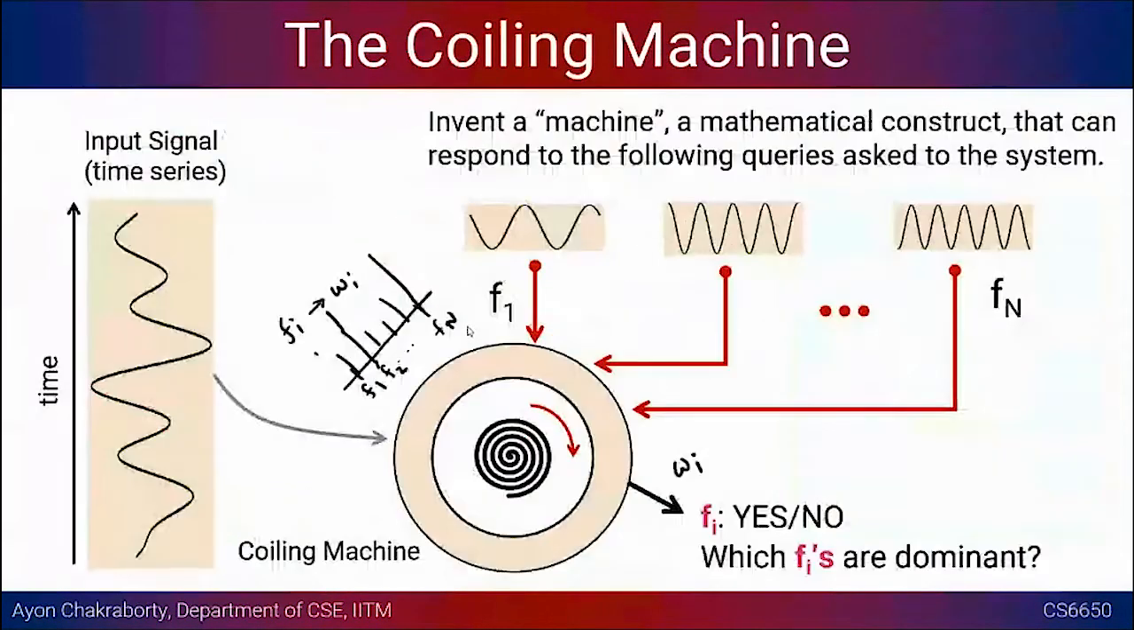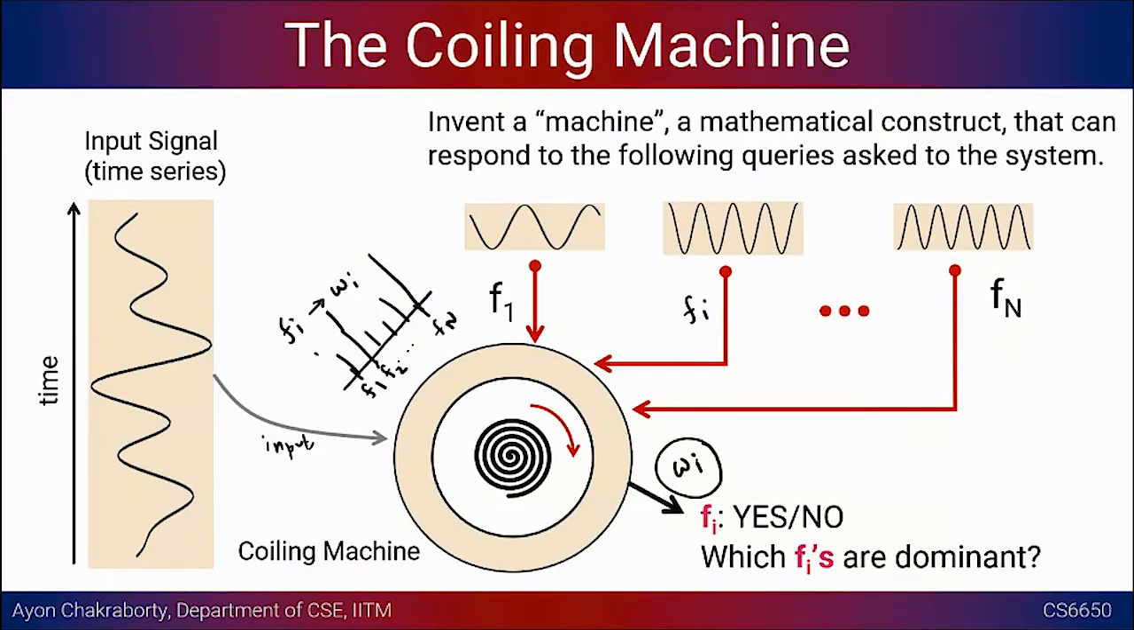Wait, yeah. So this slide is a repetition of the same slide that we had in the last class. This is just trying to formalize the technique that we are going to see right now. On the left hand side, we have this input signal, which is a time versus amplitude relation, and this is an input to the coiling machine, which is going to output this weight for every given frequency that is being queried upon. If we query it with some frequency Fi, it is going to tell me what is the weight that could be assigned to Fi.